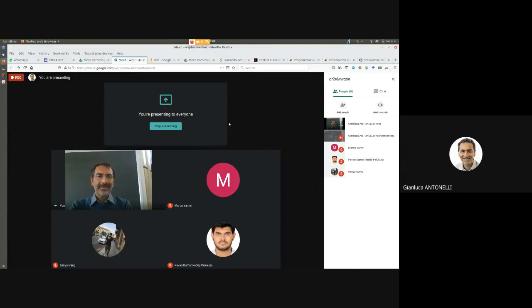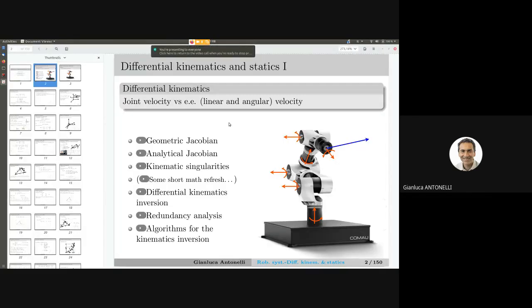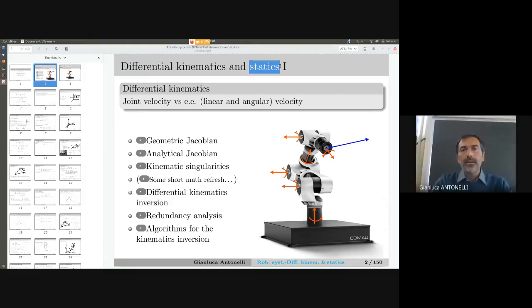We start now talking about differential kinematics. The same file, the same slides, and the same chapter of the textbook talks also about statics. And we will see that they are strictly connected. Those two concepts are strictly connected.